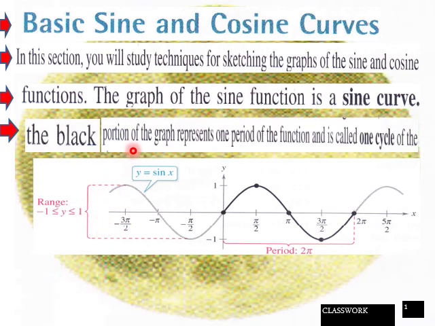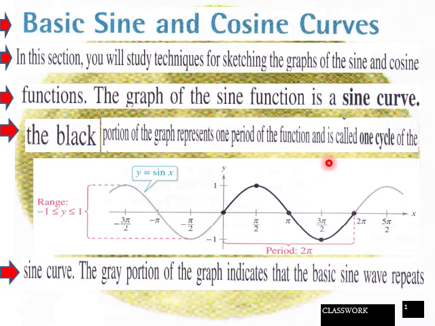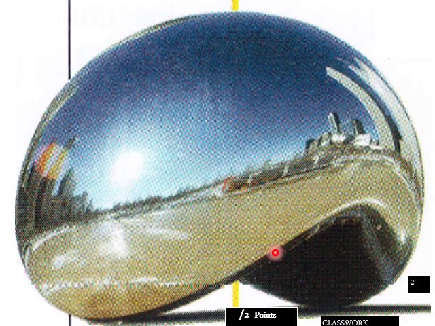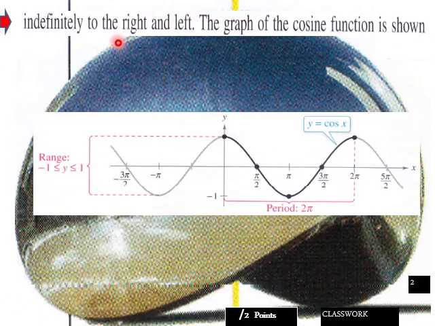And then the black portion of the graph, this portion here, represents one period of the function and is called one cycle. So from here to here, where you have one max, one min, and then back to the x-axis, that's called a cycle. And then one cycle of the sine curve. The gray portion of the graph indicates that the basic sine wave repeats. So this just keeps going like that. Indefinitely to the right and left, so this just continues indefinitely.